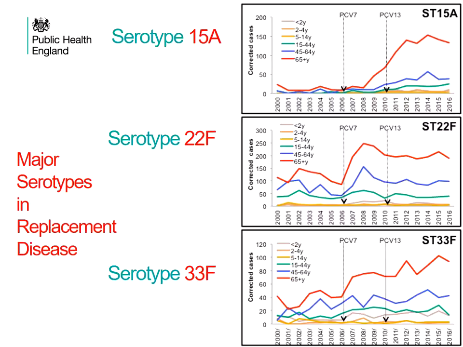Okay, so there are other important serotypes which are less important. 15A, we've seen big increases in the older adults, and that's stabilized. 22F and 33F both went up quite a lot after Prevnar 7, and these two serotypes are important because they are in the next 15-valent vaccine that is most likely to be licensed in the next few years. They are no longer the major causes of pneumococcal disease, but they were after Prevnar 7 came in.